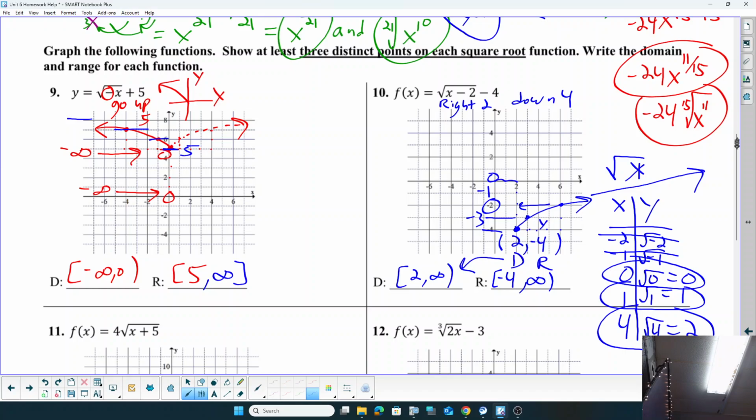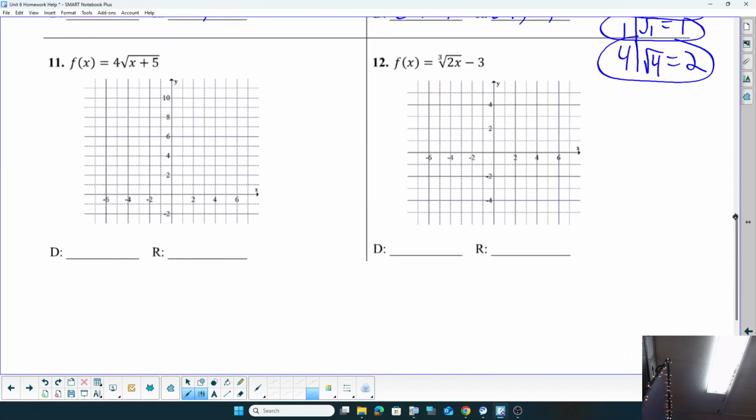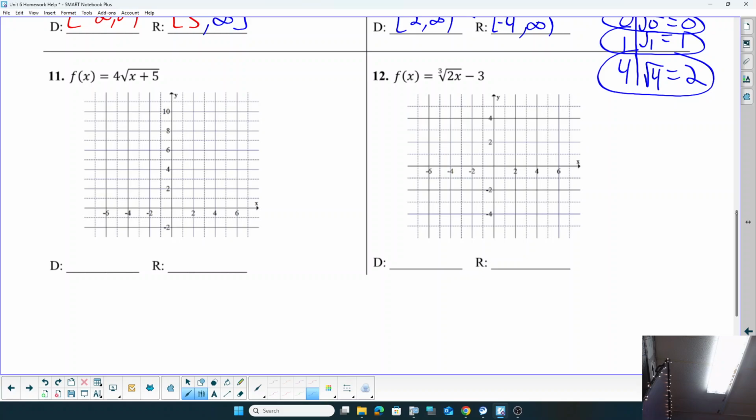Okay, so next we are on problem number 11. Number 11 is the square root, like a rocket up and to the right. But that 4 is going to make it launch higher. It's going to stretch it up higher. So we got our parent function here.